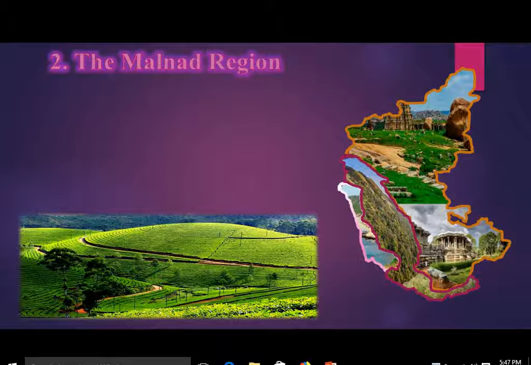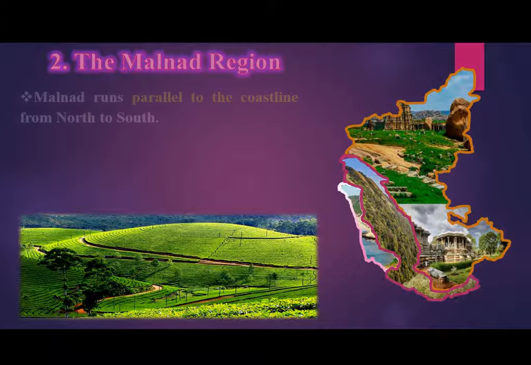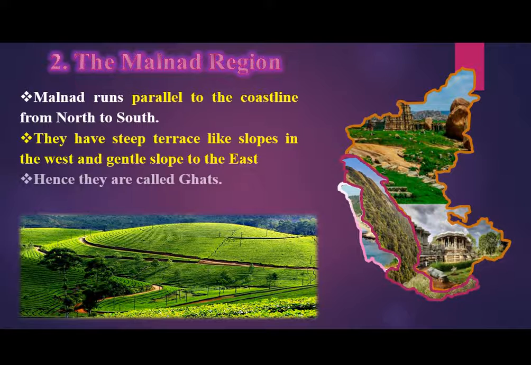The Malnad region is also called the Sahyadris and the land of hills. So the Malnad region, students, here you can see the pictures. The Malnad actually runs parallel to the coastline from the north to the south, and it has steep slopes in the west and a gentle slope towards the east. So that's why they are called ghats.